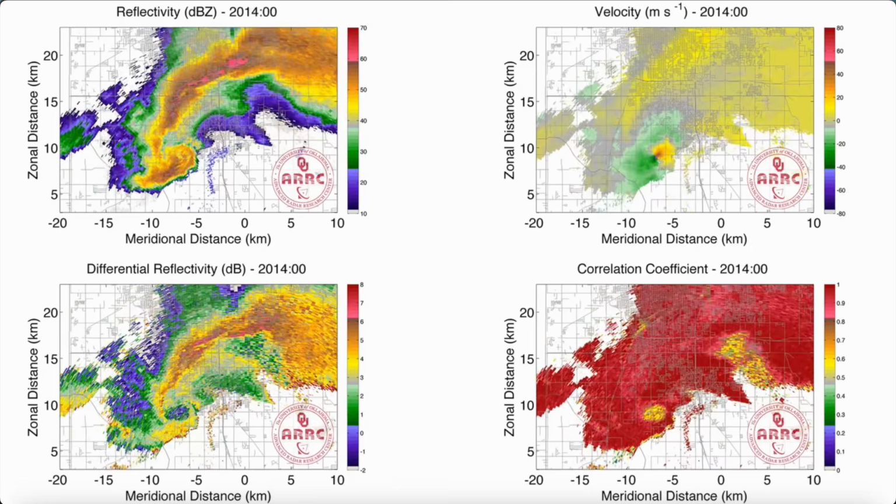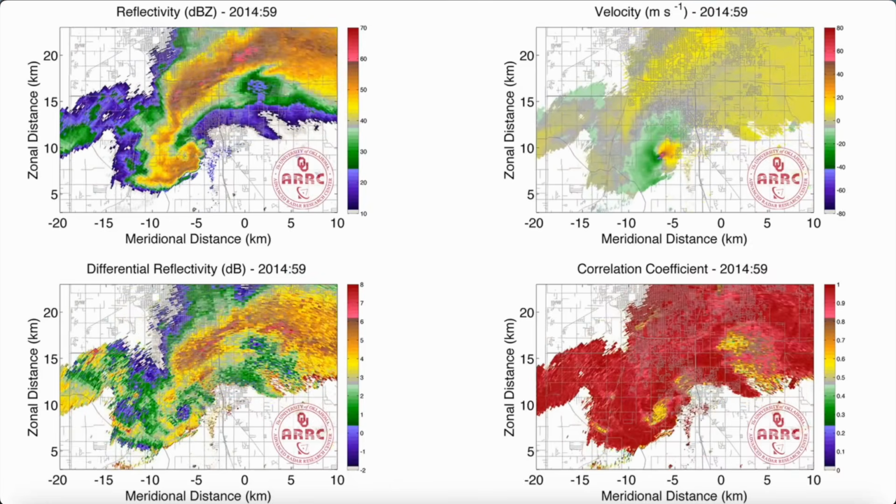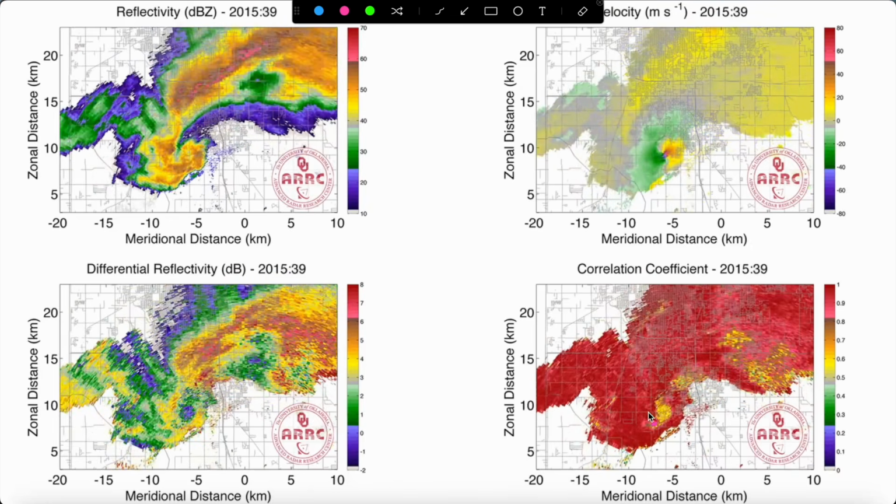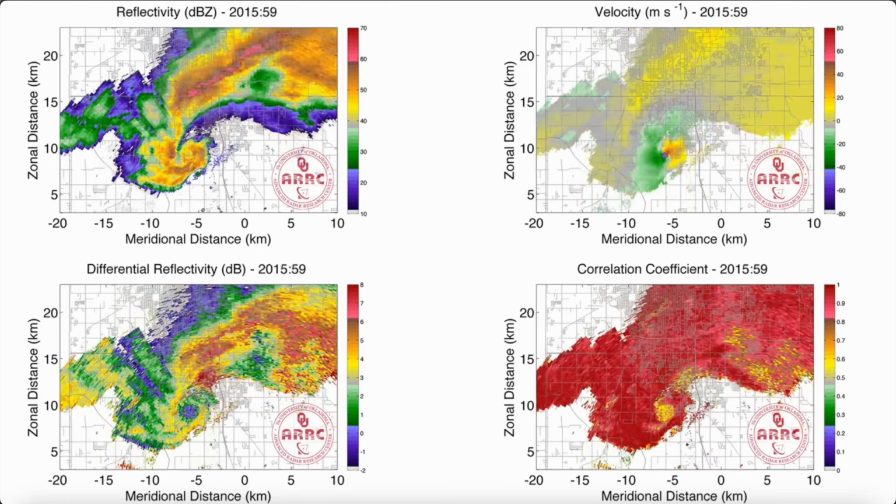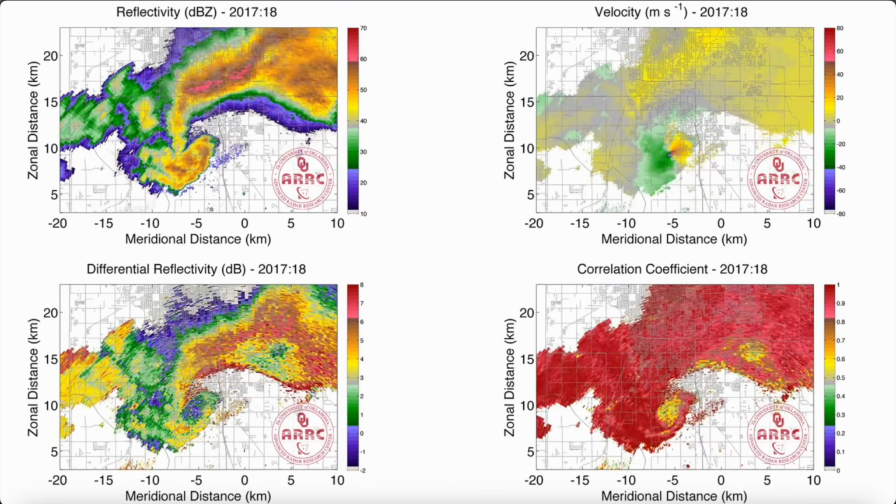We start to get numerous instances of what we call debris ejections. This is basically when you get these ribbons of lowered correlation coefficient that get shunted away from the main debris signature, and they're directly related to surges in the rear flank downdraft, which is quite intuitive. You get a strong push of RFD, that's going to propel a bunch of debris outward from the main circulation. And these debris ejections happen repeatedly after about 2014 Z.